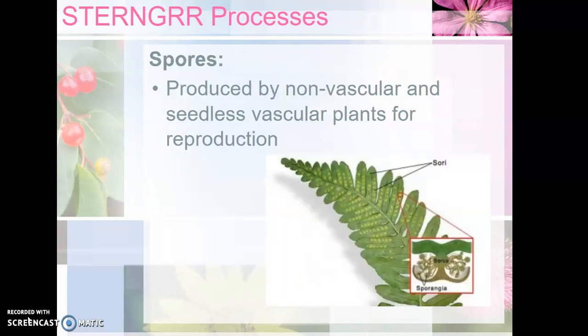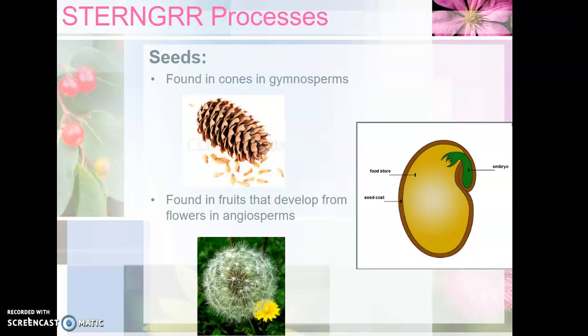but not all plants can do this. Some plants use spores to reproduce. Spores are little bundles of DNA. This can be in a non-vascular plant like a moss, or a seedless vascular plant like a fern. They don't produce seeds, they use spores instead. But what you need to be most familiar with are the seeded vascular plants. Remember that seeds can be found in cones in gymnosperms, or in fruits that develop from flowers in angiosperms.